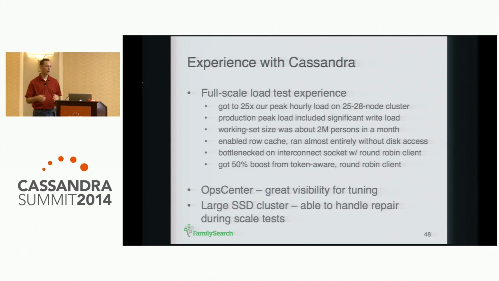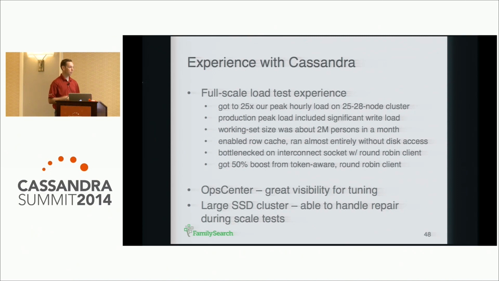People talk about row cache not helping. Well, it certainly helped for us. There's another talk at 2 o'clock, I think, by somebody who's going to present the tuning on AWS, and he's going to talk about the row cache. We ended up running the active data set with mostly no disk access. We ended up getting bottlenecked on interconnect between the Cassandra nodes.